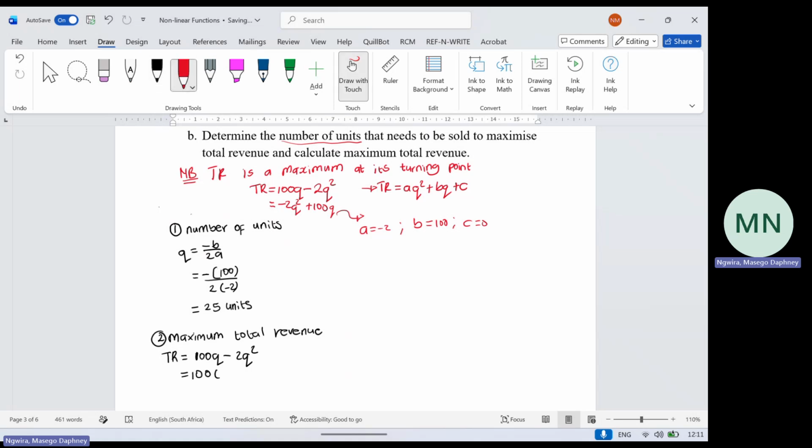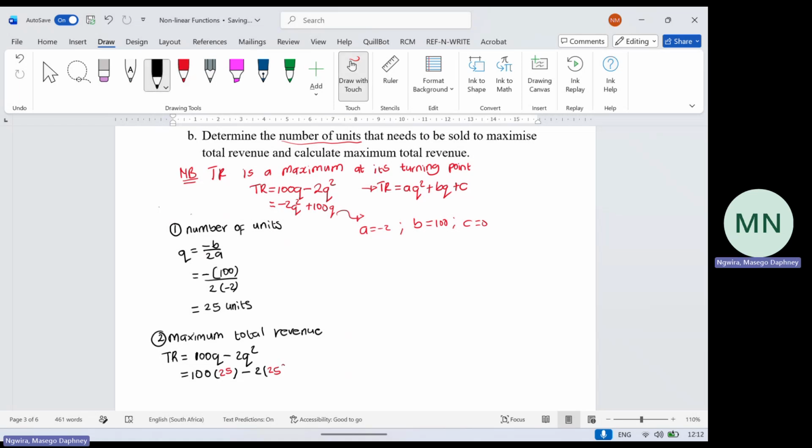You cannot calculate the maximum without calculating the turning point. So you first start with calculating the turning point. Even if they did not ask you to calculate the number of units, you need to calculate the turning point.